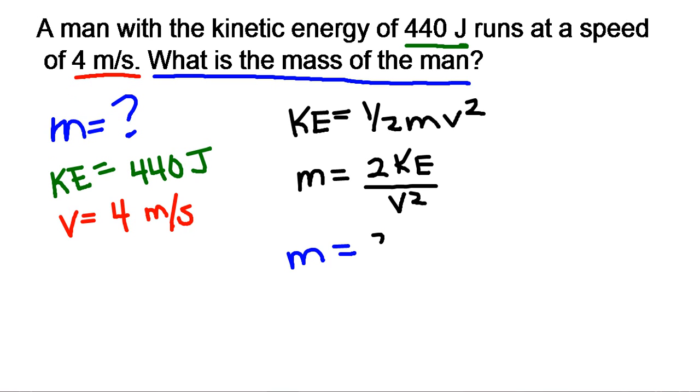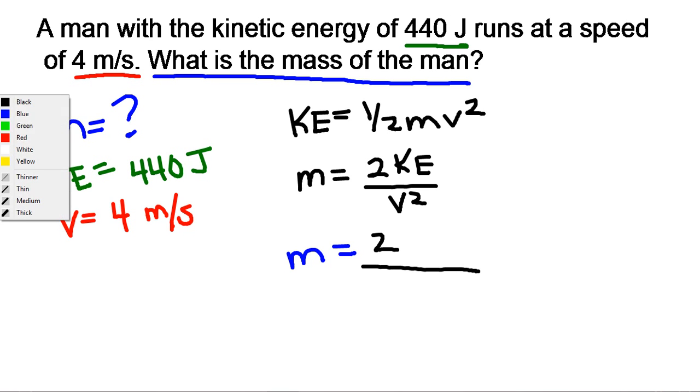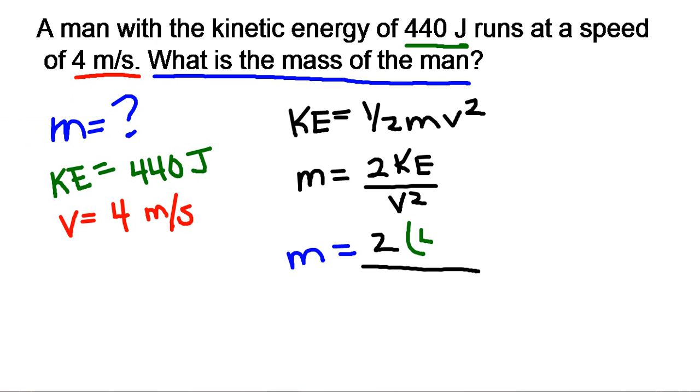I have a 2. All of this is going to be divided by 2 times my kinetic energy, 440, divided by my velocity squared. And remember, because it's squared, I need it in there twice. So 4 times 4. And I'm going to enter all of these into my calculator, and I'm going to find out that my mass is 555.